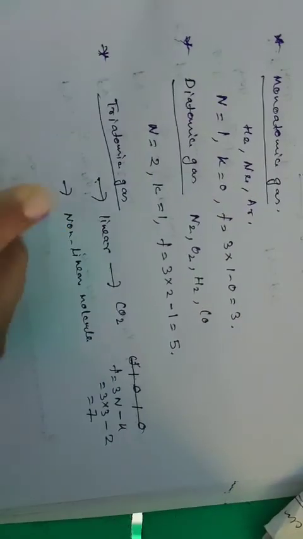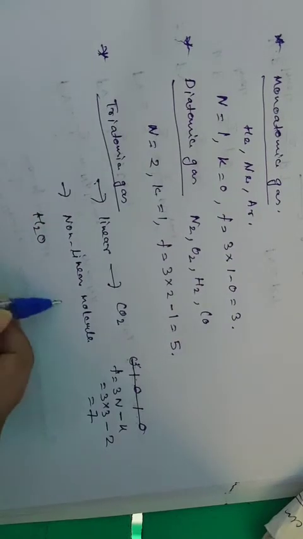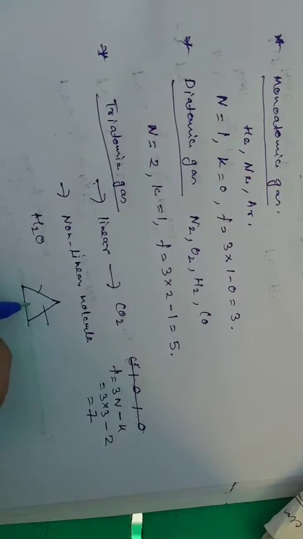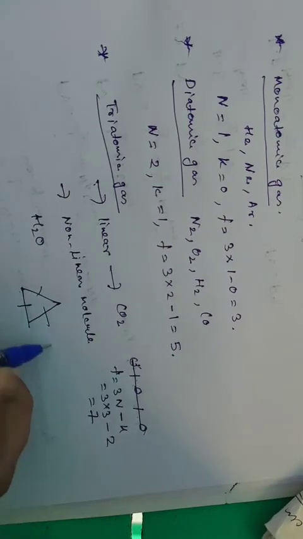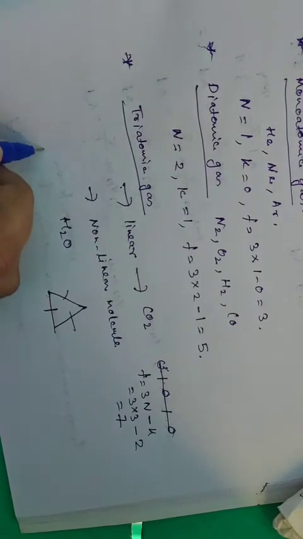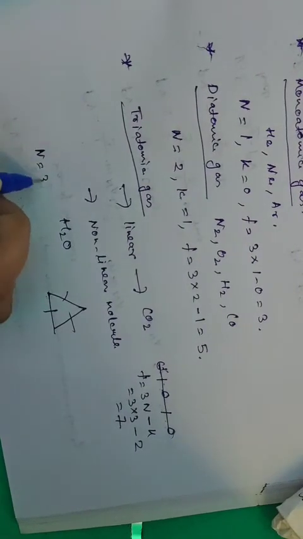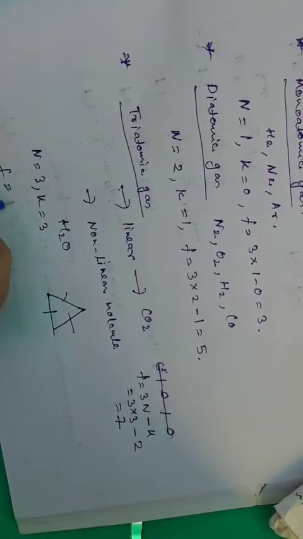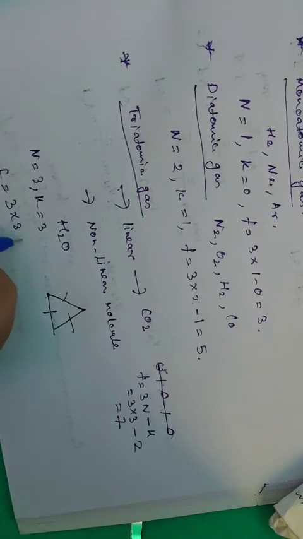For non-linear, the example is H2O. It is arranged in such a way that the number of independent relations will be 3. So in this case n will be 3, k will be 3, f equal to 3 into 3 minus 3, it will be 6.